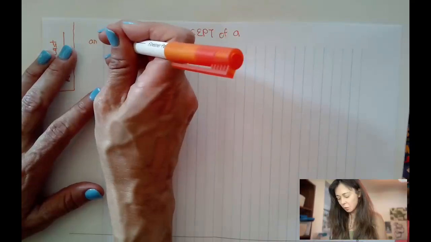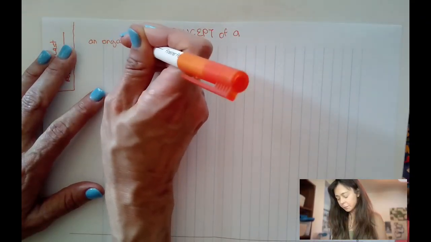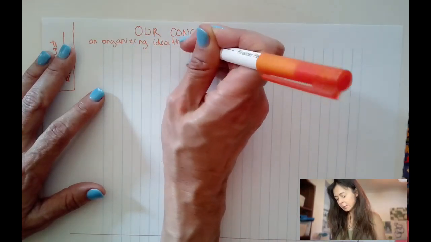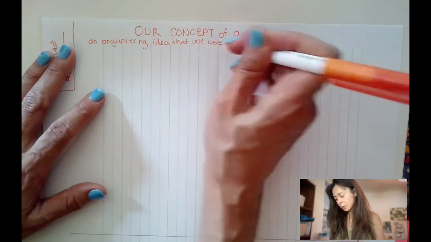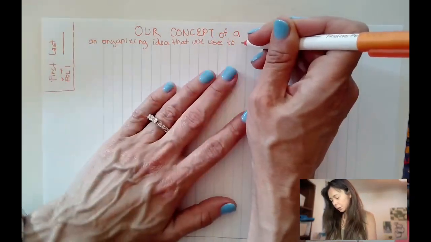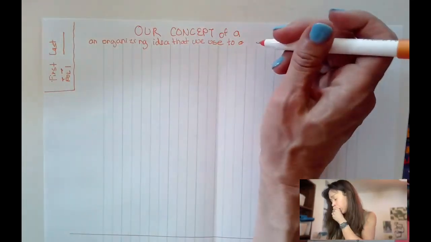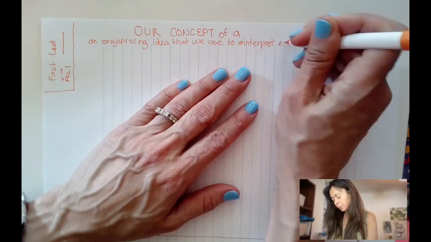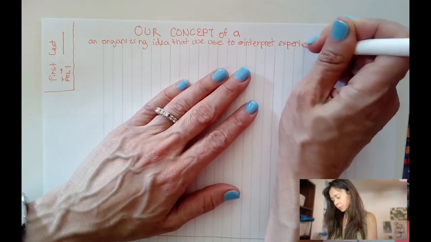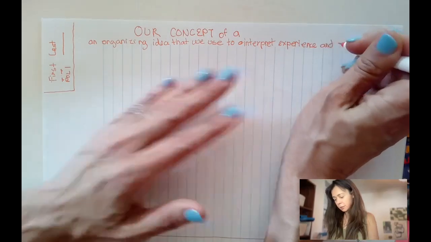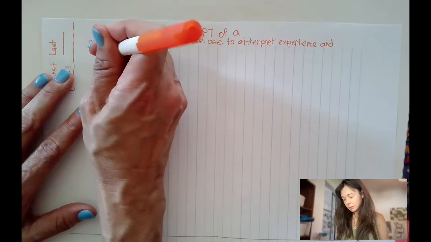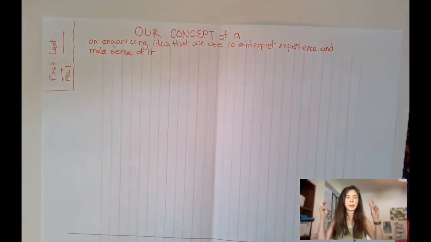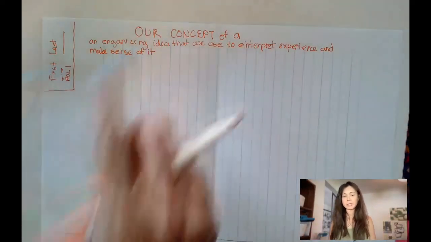A concept is an organizing idea that we use to interpret experience and make sense of it. Okay. So when I say concept, this is the definition that I'm giving for concept.